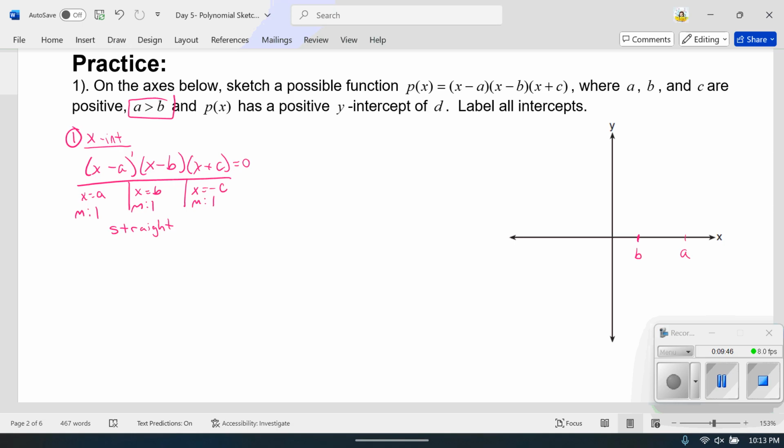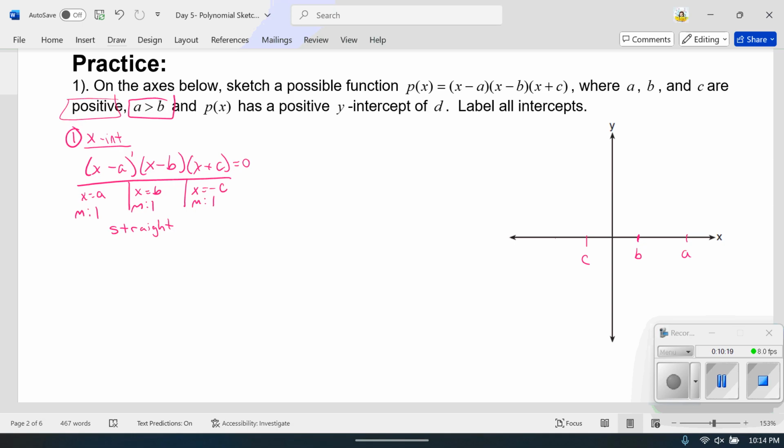And again, you could put a wherever you want, as long as a is greater than b. So I'm going to put my a over here to make sure it's different. For example, this is like 2, and this is 5. Doesn't matter as long as a is greater. I'm also going to put c on the left-hand side since it is negative. Nah, I don't want it to be that far. There we go.